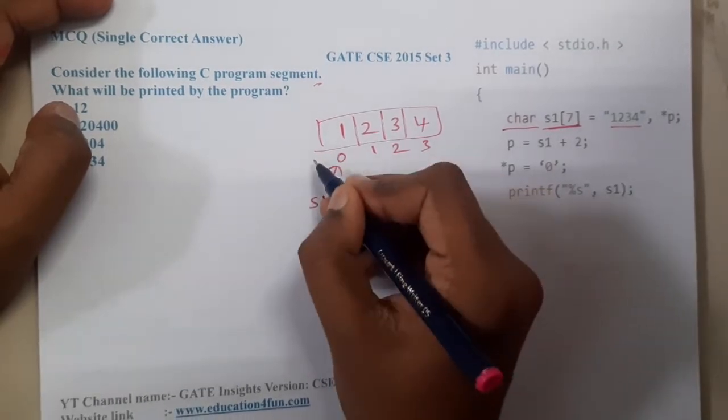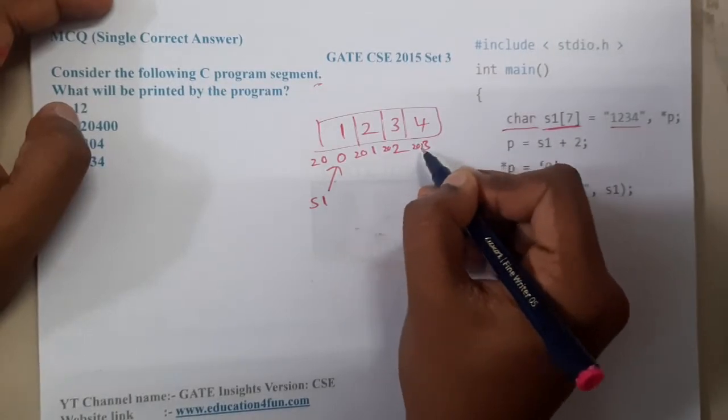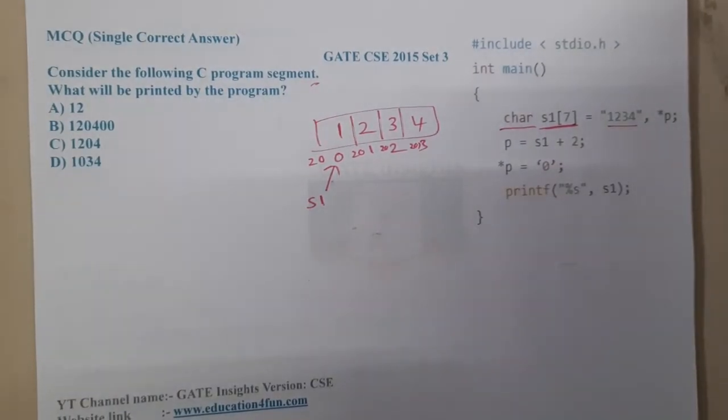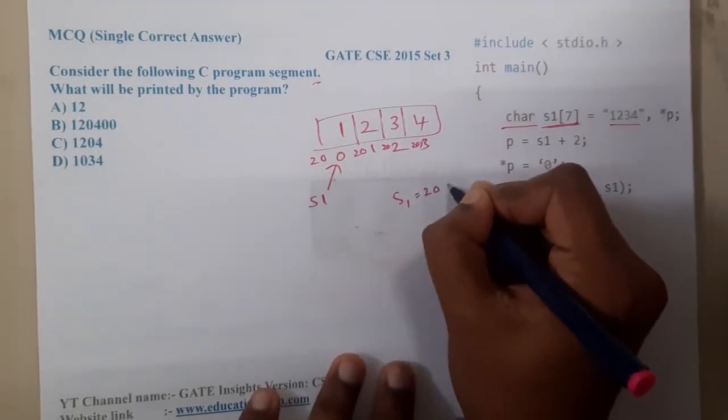If you want, you can start from 200 also. So 201, 202, 203. Anything will work, so let us take 200 only, it will be better. So what is the S1 value? S1 equal to 200.